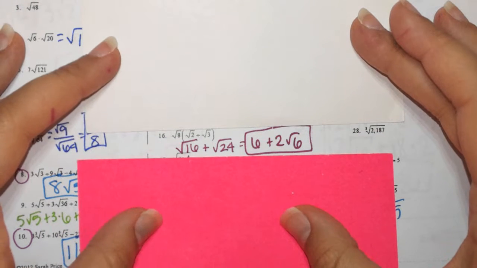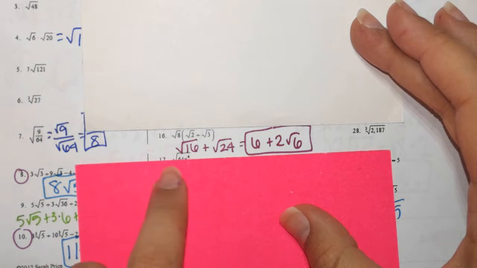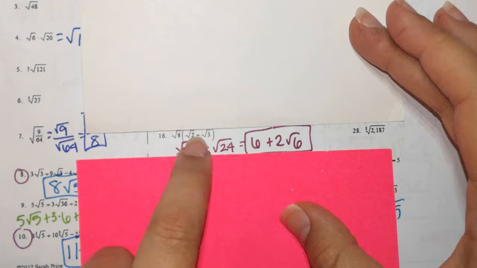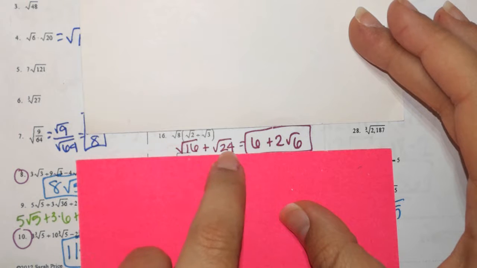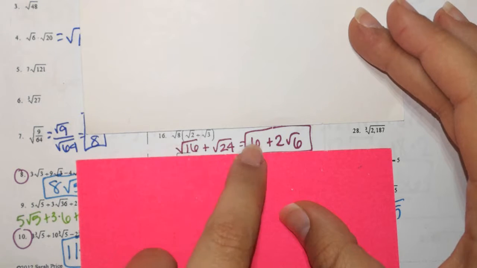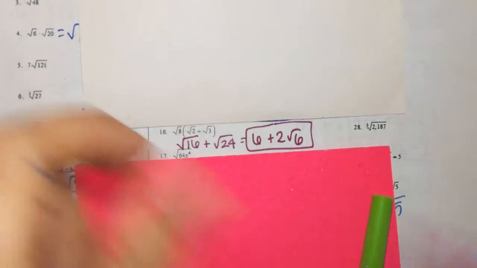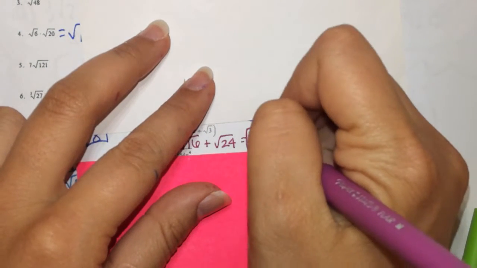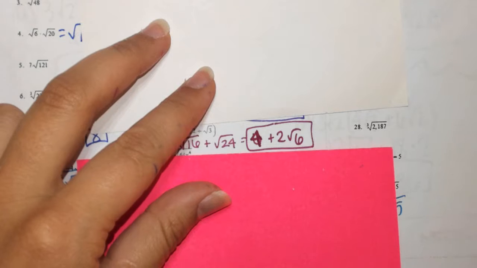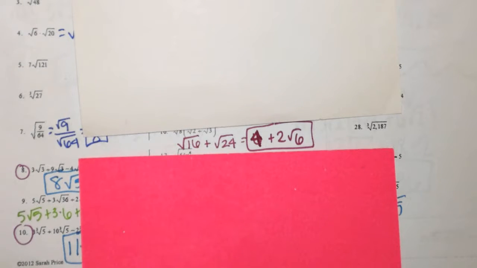6 plus 2 root 6. So the square root of 8 times the square root of 2 is the square root of 16. The square root of 8 times the square root of 3 is the square root of 24. The square root of 16, ah, that should be a 4. I got it right. Alright, 4 plus 2 root 6. Did we get that one right? Woo! That's exciting. Do we need to do one more?